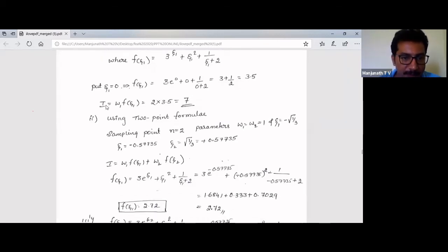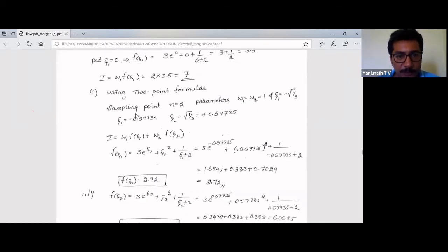Then using the 2-point formula, the sampling points will be 2, so n is equal to 2, the parameters w1 and w2 we have got as 1, and zeta 1 is equal to minus square root of 1 by 3, which is equal to minus 0.57735, then zeta 2 is equal to square root of 1 by 3, which is equal to plus 0.57735. These are the weights and the sampling point values we have got from the derivation. We are going to use this to find the value of the integral.